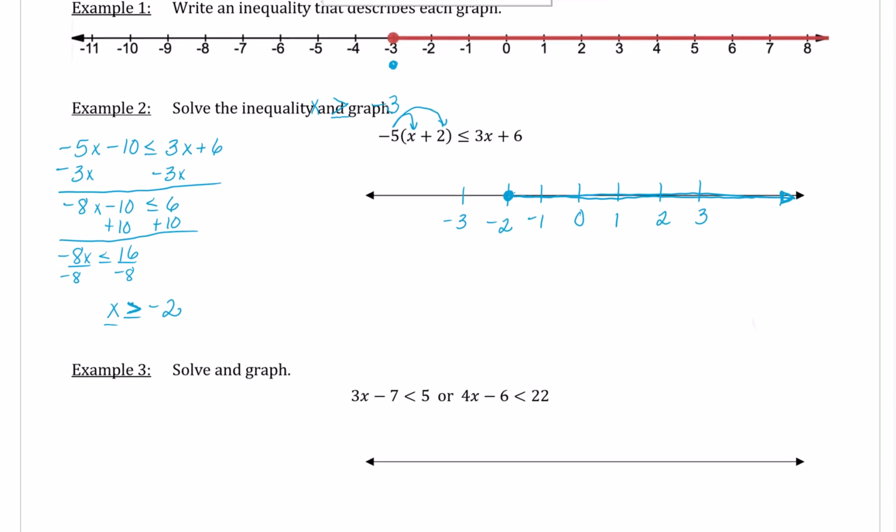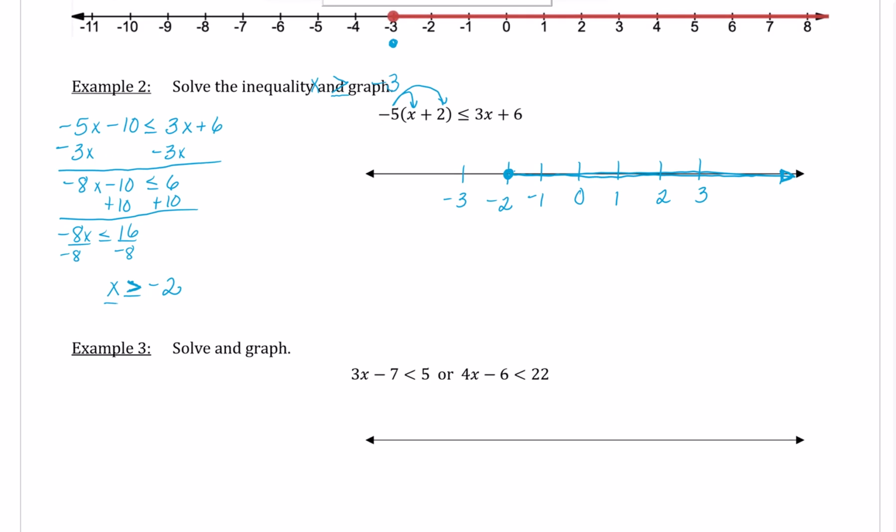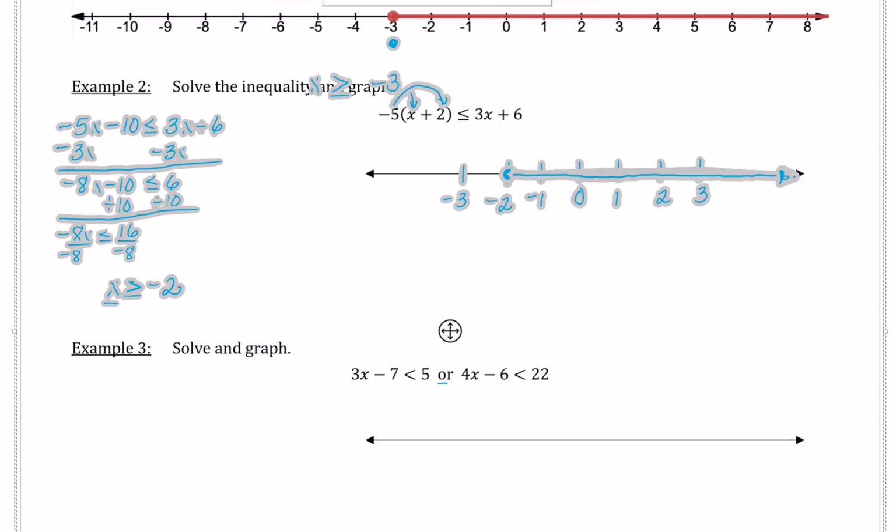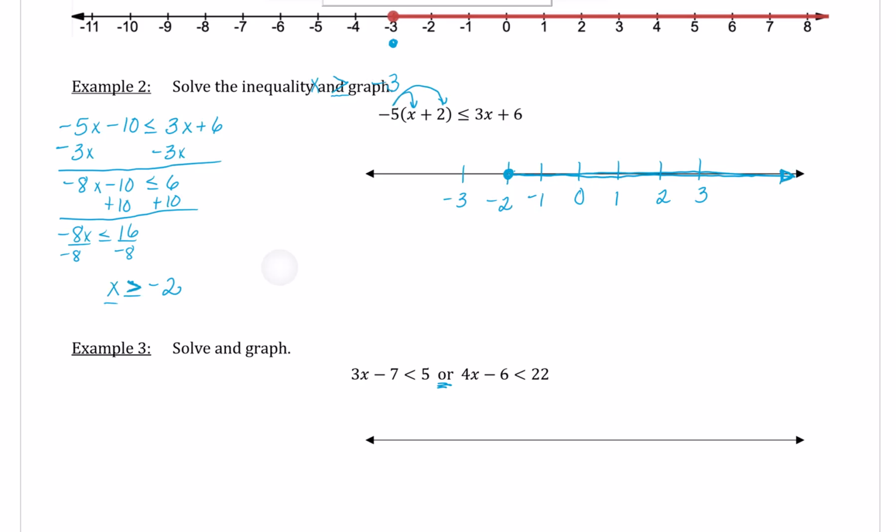All right, let's look at what's called a compound inequality. So that means there's two situations. And notice the word or. So if I say or, then I'm saying either you need to fit this restriction or this restriction, or both. But for sure one or the other.